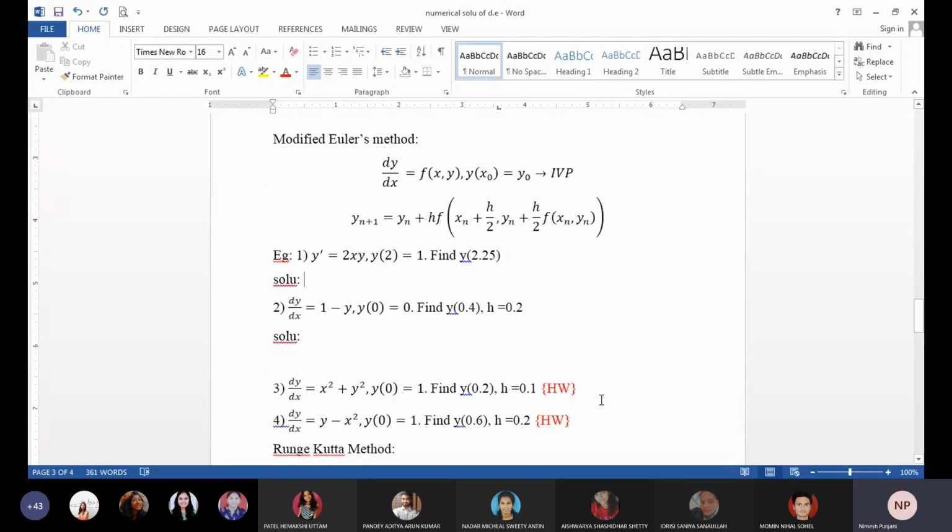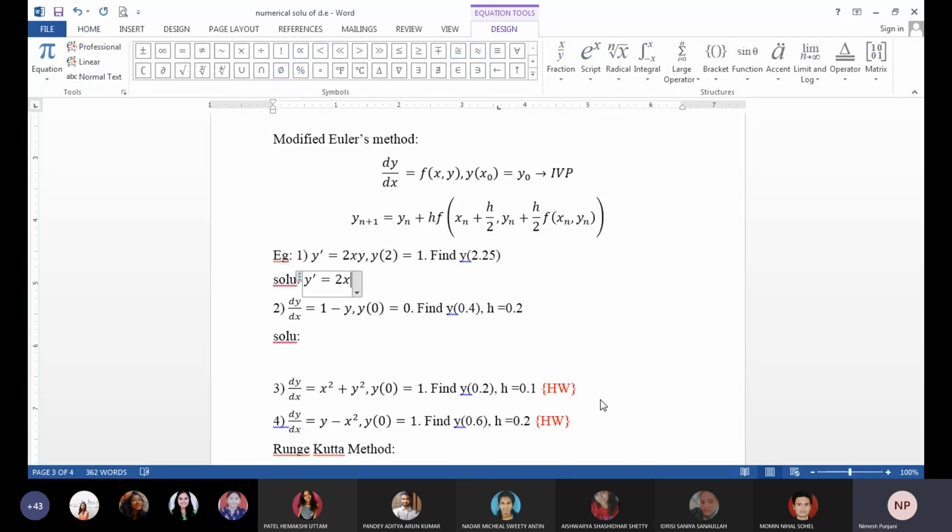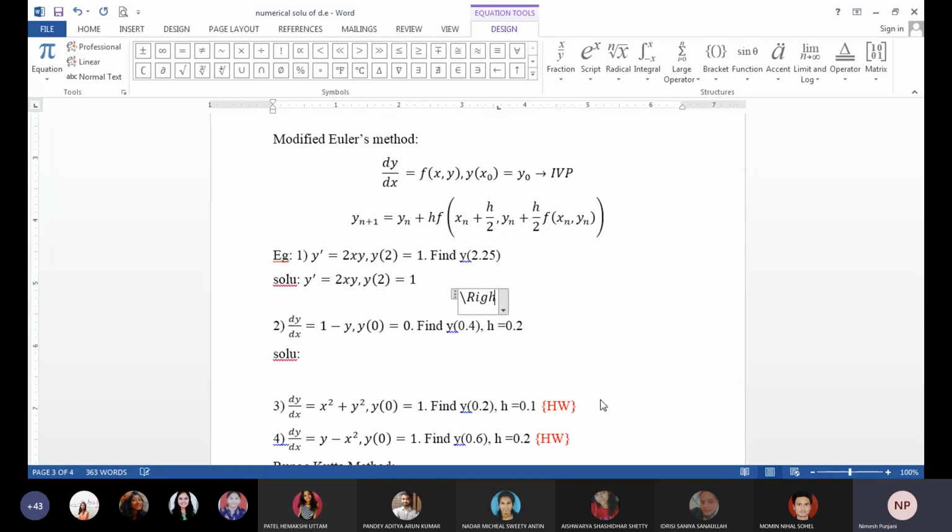तो यहाँ पे we will solve two examples, 1 and 2, क्योंकि दोनों में थोड़ा difference है. What does the first question say? y dash is given as 2 times x comma y with y of 2 equals to 1. So first tell me what is f of x comma y? 2 into x into y. 2xy. Very good. f of x comma y is 2xy.